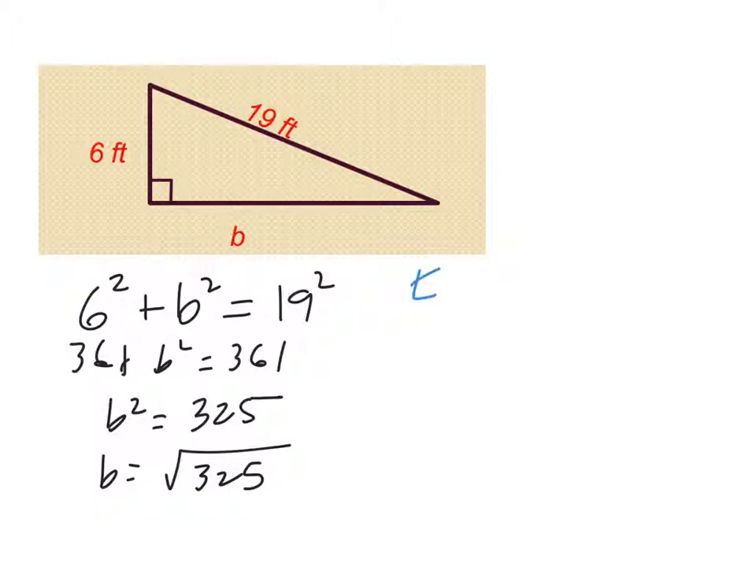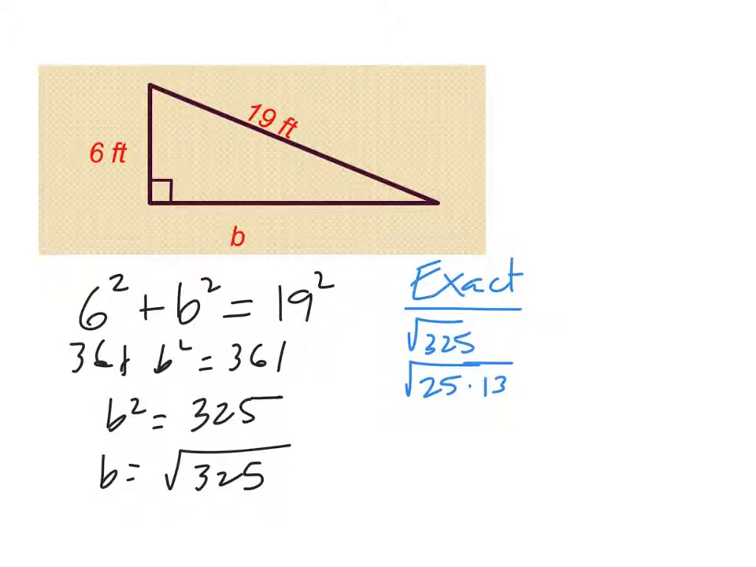When it's exact, what you're doing is simplifying the square root of 325, and you're going to leave it in radical form. What's a perfect square that goes into 325? 25. So this is 25 times 13. The 25 can be simplified. The square root of 25 is 5. So this is the exact answer: 5 root 13 feet. That's what an exact answer would look like.